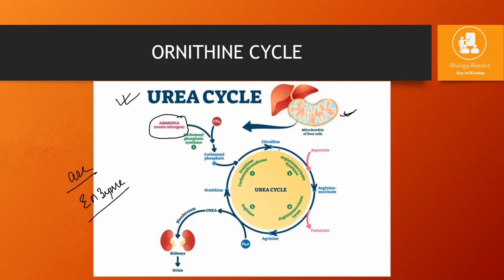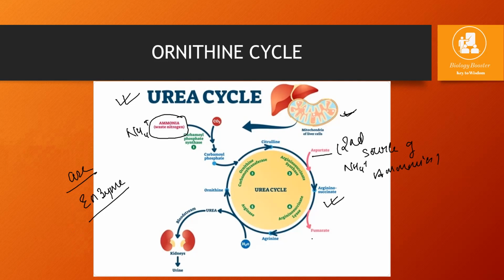The citrulline, with the help of aspartate, which is a second source of ammonia. Second source of ammonia. Okay. The first source of ammonia is what? This ammonia, NH4 plus. This ammonia is here, and another ammonia is given by aspartate. So the second source of ammonia is given by aspartate, and with the help of citrulline and argininosuccinate synthetase enzyme, it is getting converted into argininosuccinate.